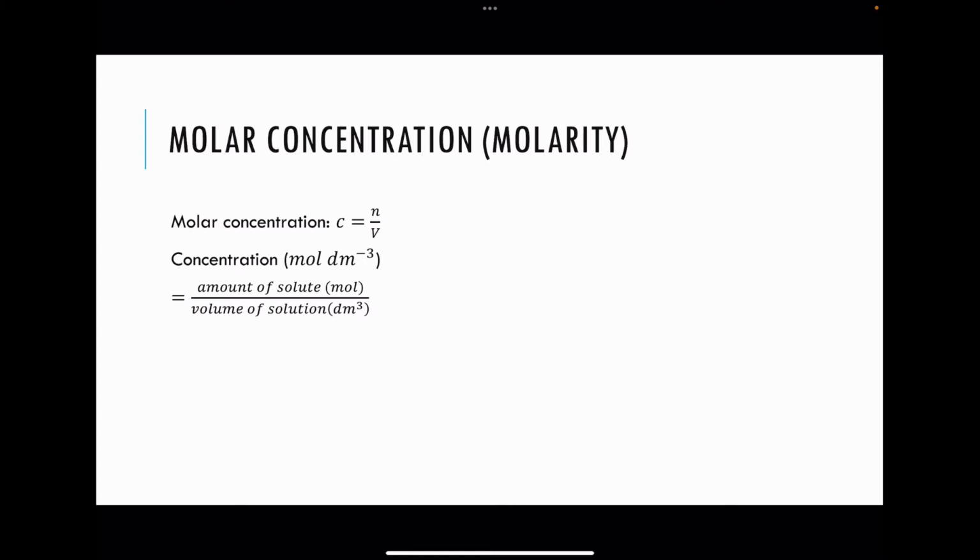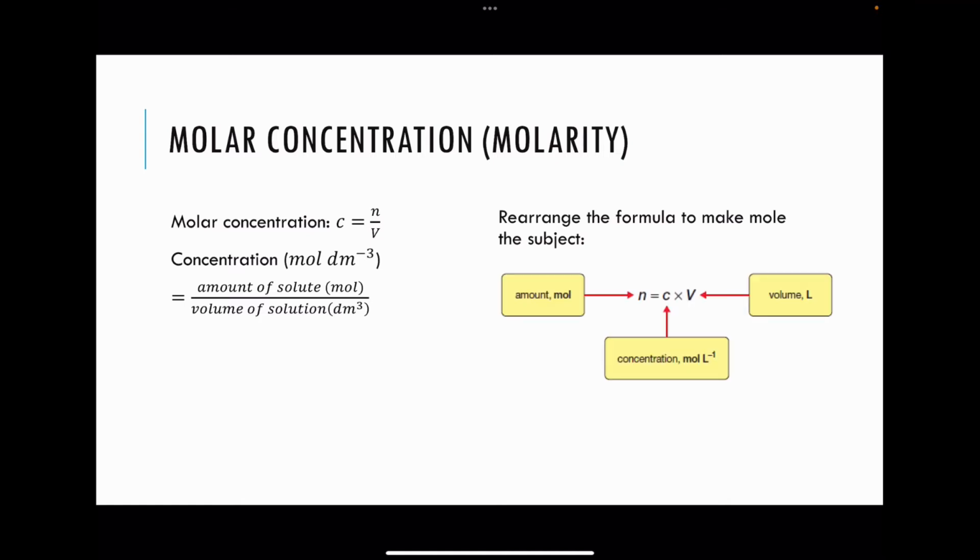So the amount of solute calculated in moles over volume of the solution, so everything together, in units of decimeter cubed. If we rearrange the formula to make mole the subject, we can easily find out the amount of solute in the particular solution. Here, mole stands for how many solute particles are present. Solute doesn't necessarily have to be solids. Volume is of the solution, not just the solvent, and eventually the concentration is a molar concentration.